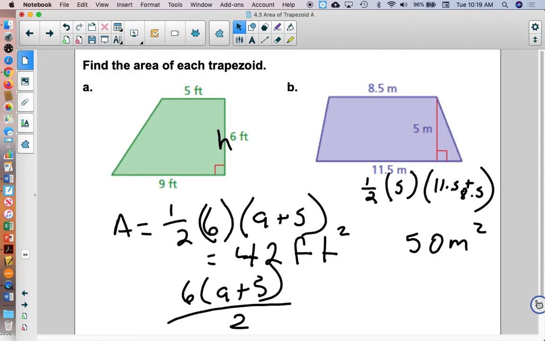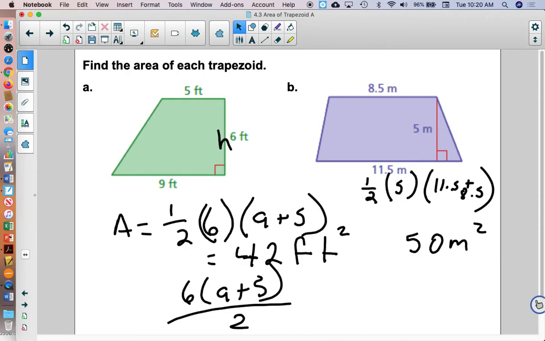So I need to hit the parenthesis button, and I'm going to say 11.5 plus 8.5, and then I'm going to close my parentheses up. So I've opened parentheses and closed it. Does everybody understand what I mean by that and know where those buttons are? Press the equal sign now. Now you get 50 meters squared. Order of operations, this thing knows.